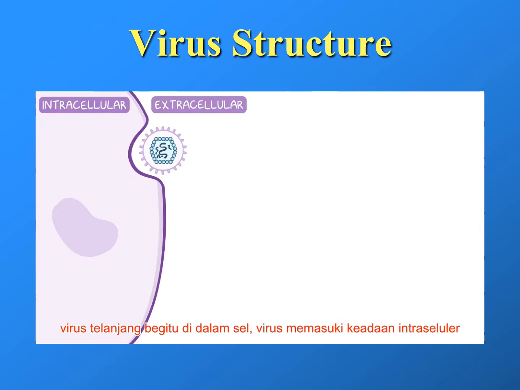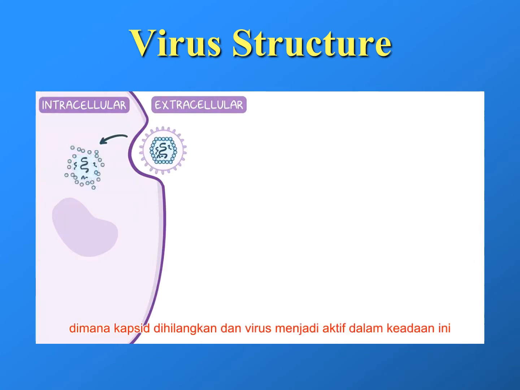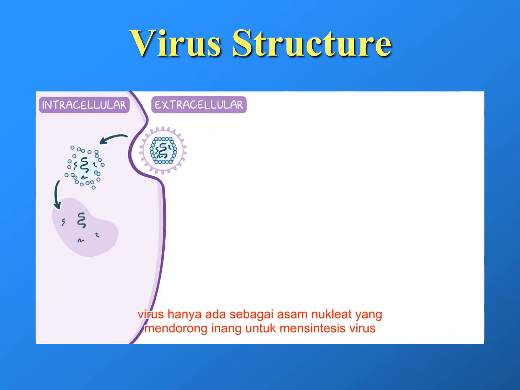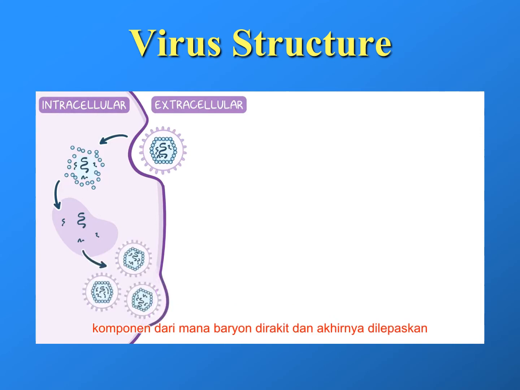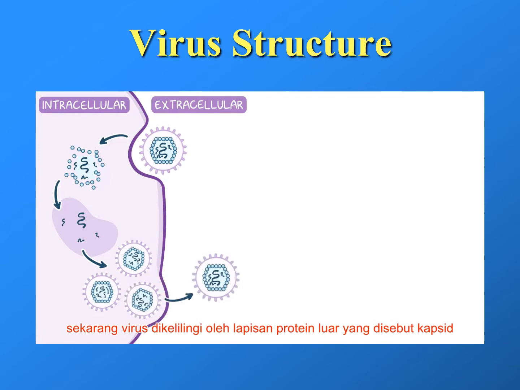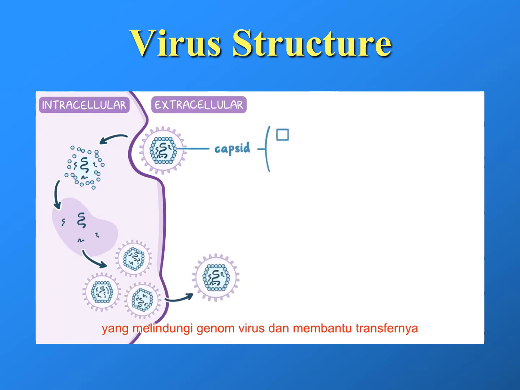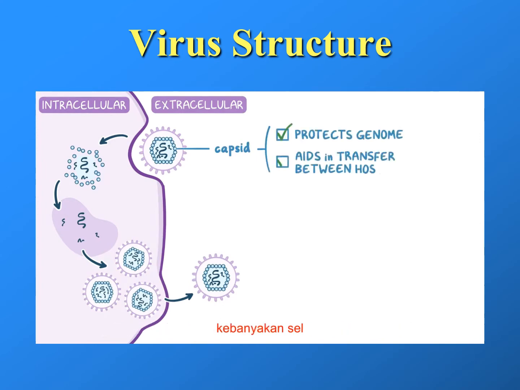Once inside the cell, the virus enters the intracellular state, where the capsid is removed and the virus becomes active. In this state, the virus exists solely as nucleic acids that induce the host to synthesize viral components from which virions are assembled and eventually released. Now the viruses are surrounded by an outer protein coating called a capsid, which protects the viral genome and aids in its transfer between host cells.